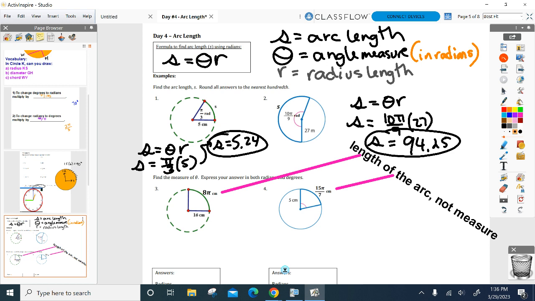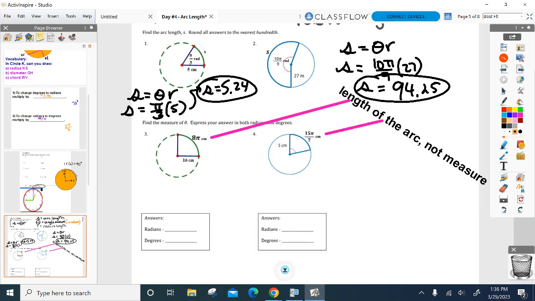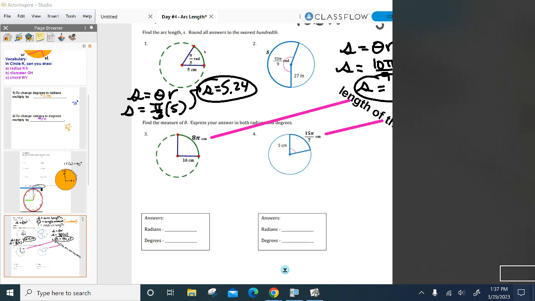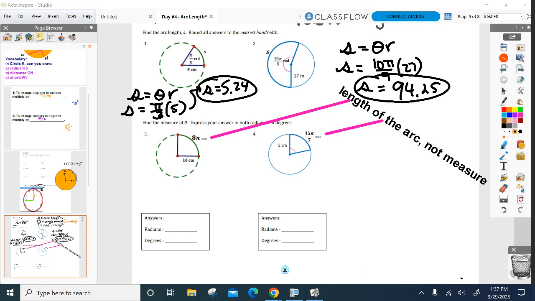All right, a little different way to use it now. Before we start numbers 3 and 4, I just want to make a note here. Take a look. The 8 pi represents the arc length. That's the arc length, not the measure. 15 pi over 7 in number 4, that's how long the arc is. I just left it in terms of pi instead of writing out the full decimal.